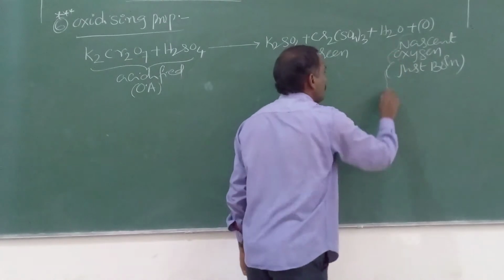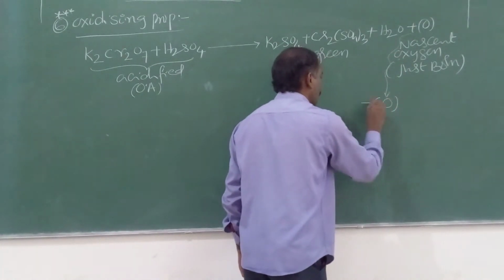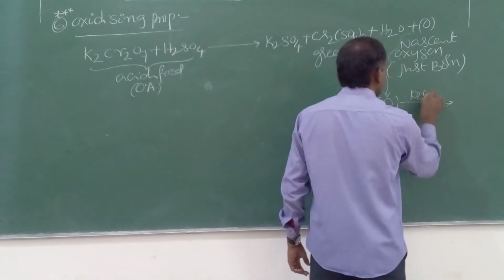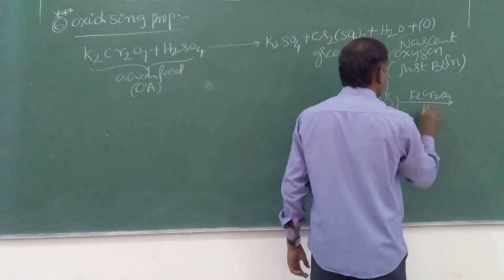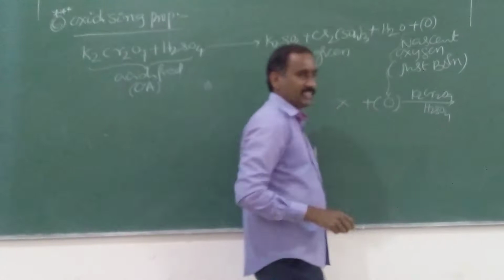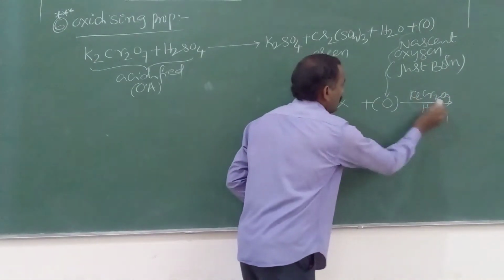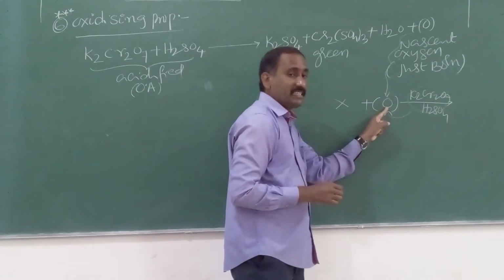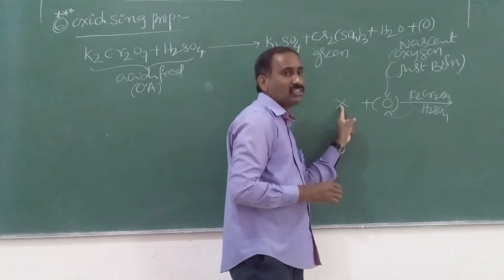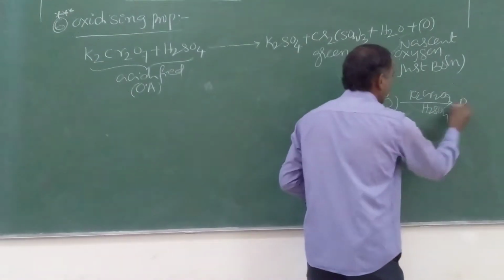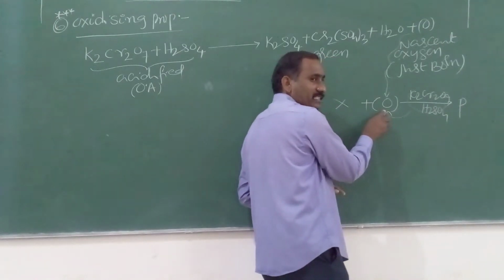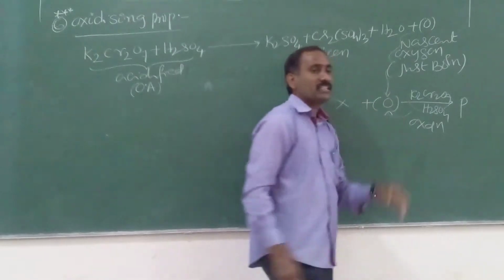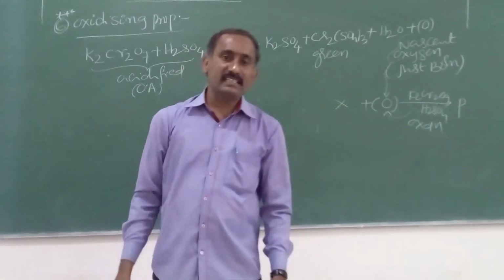The nascent oxygen is involved in the reaction. For example, to a reactant X, if you add acidified potassium dichromate, then what happens? The acidified potassium dichromate provides nascent oxygen. The nascent oxygen is highly reactive. It combines with X to form a product P. Indirectly, addition of oxygen is taking place. Addition of oxygen is nothing but oxidation. Therefore, acidified potassium dichromate acts as an oxidizing agent.